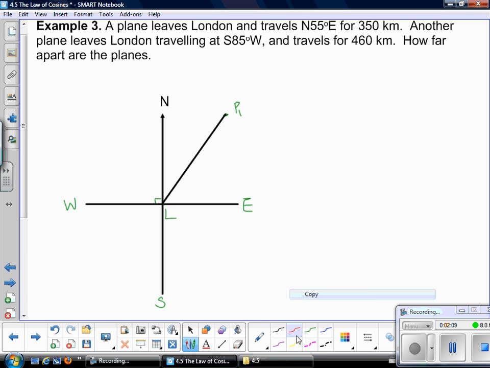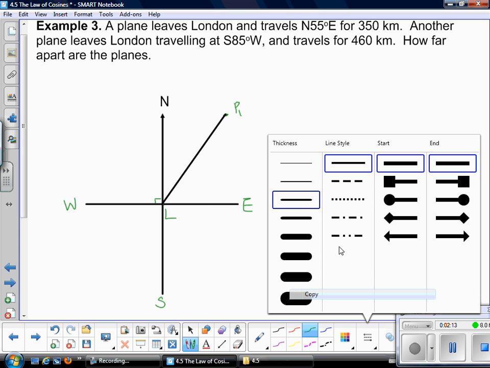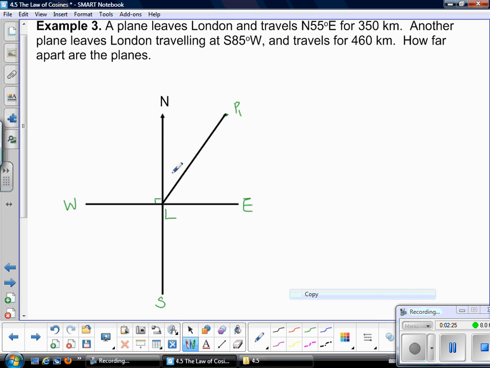And we'll switch colors. Now I'm going to keep with the green. So what we have here again in our diagram is 55 degrees, and that is from here and here.